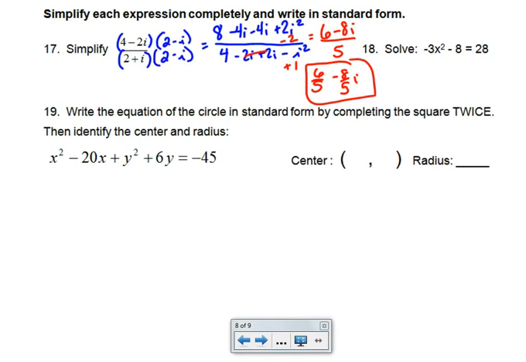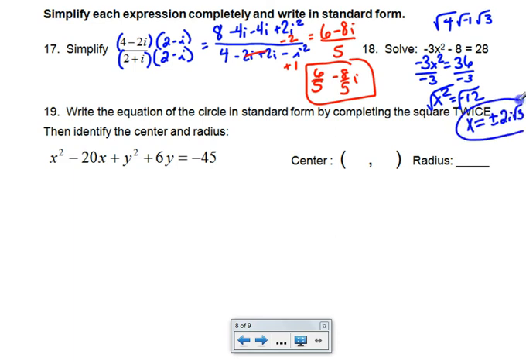And then we're solving the next question, so we're going to first add the 8. It's 36, then we're going to divide by negative 3, and you get x squared equals negative 12. Then we're going to square root both sides, and negative 12 breaks into 4, negative 1, and 3 when you square root it. So my answers are plus and minus 2i square root of 3.